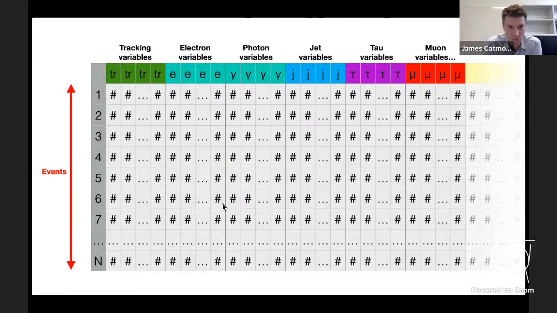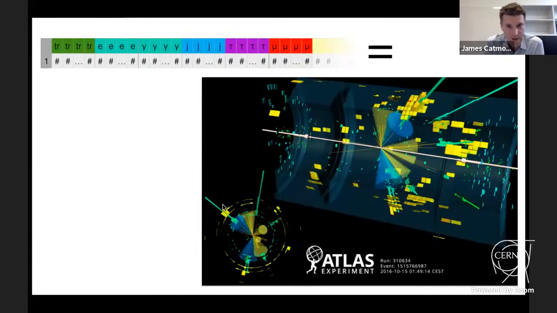So if you read across one row, that gives you all the information about the tracks, the electrons, the photons, the jets, and all the other different reconstructed objects, as we call them, that the physicist needs to do their analysis. So one row of these tables of data gives you one of these images. We very rarely look at images like that. We normally just use them for giving presentations so that people can see what the data looks like. Normally we see these as rows of numbers, and one row of numbers gives you one of these images.